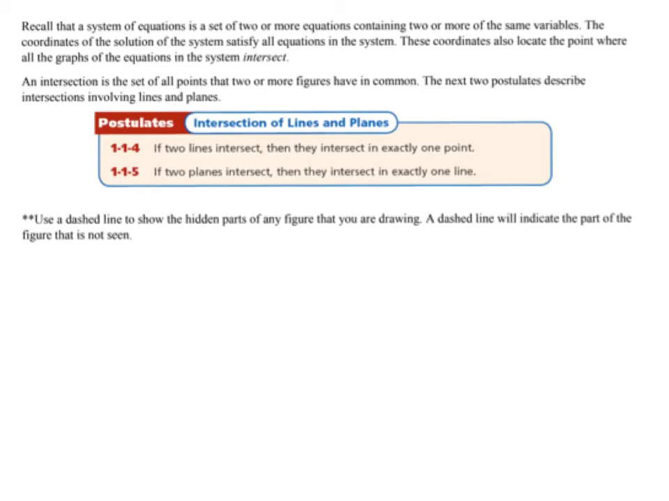1-1-4 says if 2 lines intersect, then they intersect at exactly 1 point. If they're lines that are straight and go infinitely in 2 different directions, there's no way that once they intersect at an exact point, they will ever intersect again. Now the next postulate, 1-1-5, says if 2 planes intersect, they're going to intersect at a line. So, that first postulate says 2 lines intersect at a point. This next one says 2 planes intersect on a line.